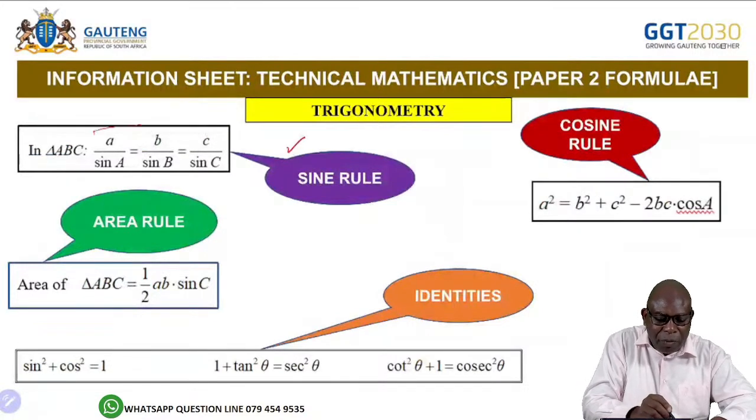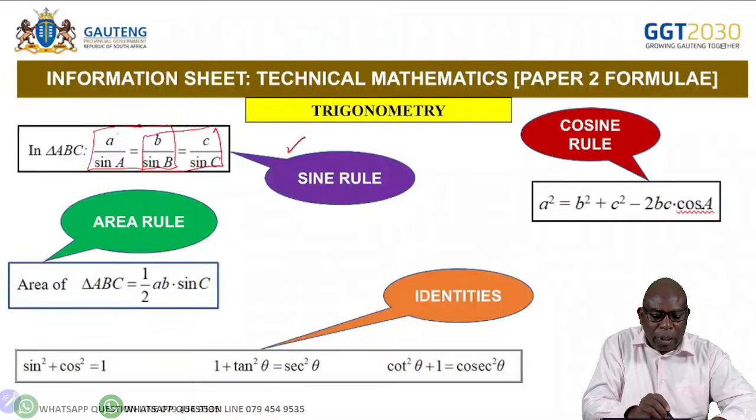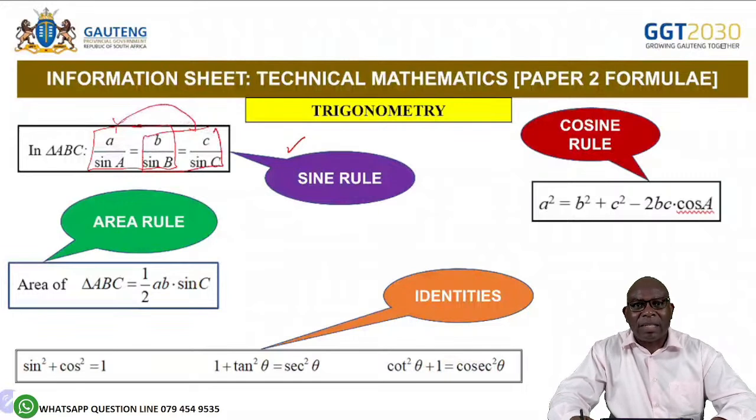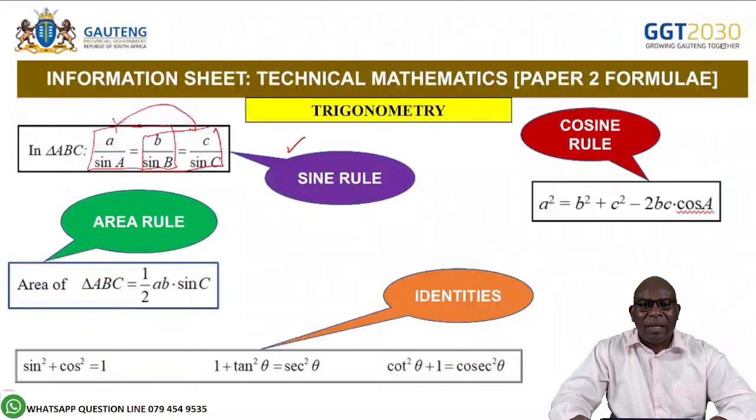Remember the sine rule, the formula that I'm either going to use those two, or those two, or I can use this one and that one. So I cannot use the whole formula as it is. I must check what is given, then from there I use the correct formula.